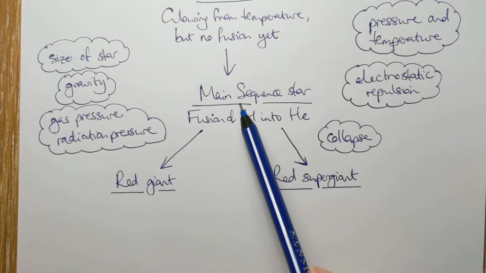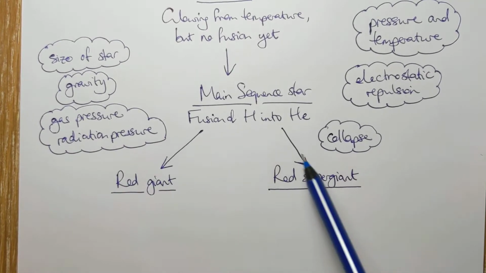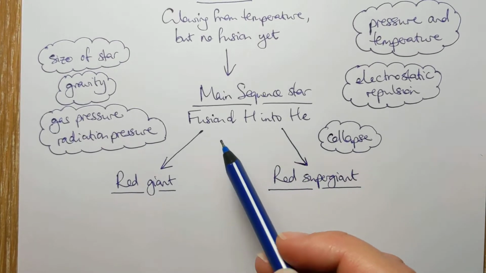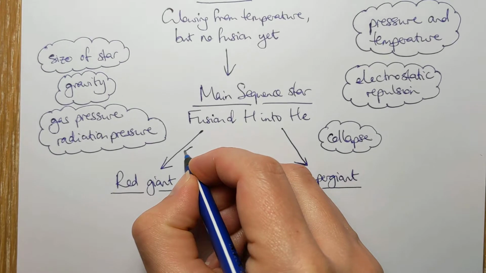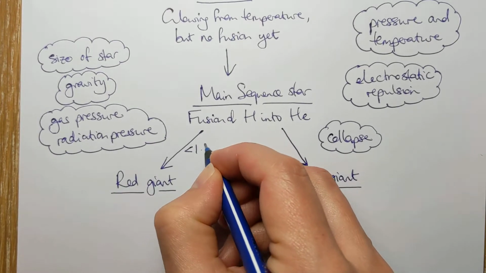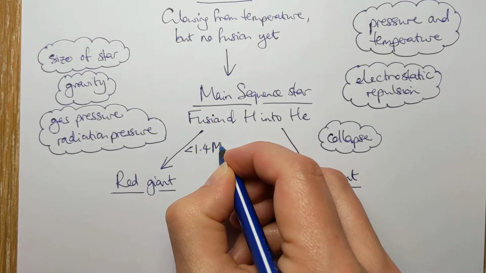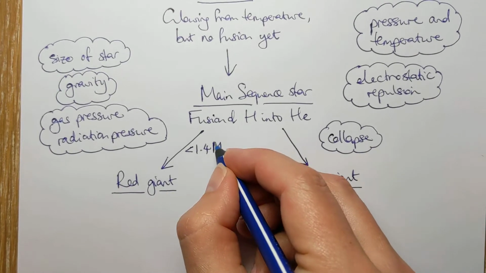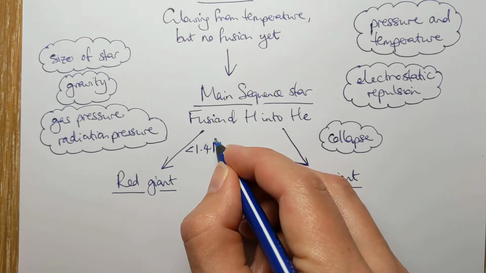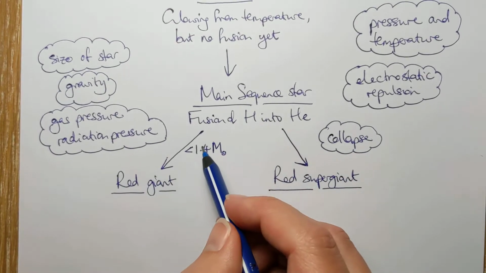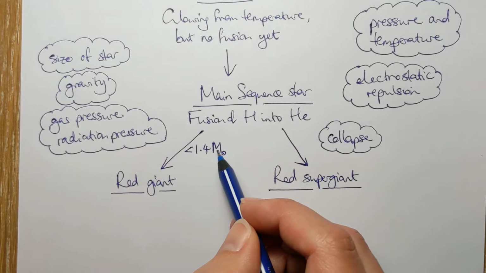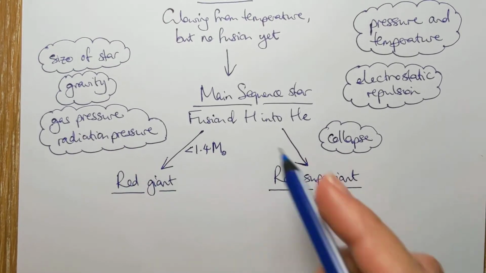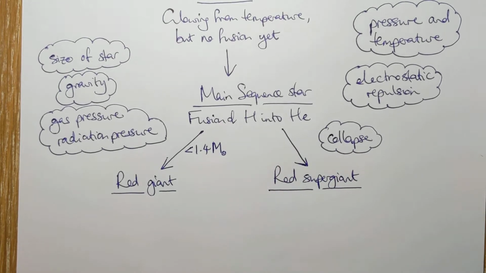Now, what decides whether a main sequence star becomes a red giant or a red supergiant is its mass. If the star has a mass of less than 1.4 solar masses. Now this weird symbol here, this M with the circle and the dot in, stands for the mass of our sun. So if a star has less than 1.4 times the mass of our sun, it's going to turn into a red giant. Otherwise, if it's bigger than that, it's going to turn into a red supergiant.